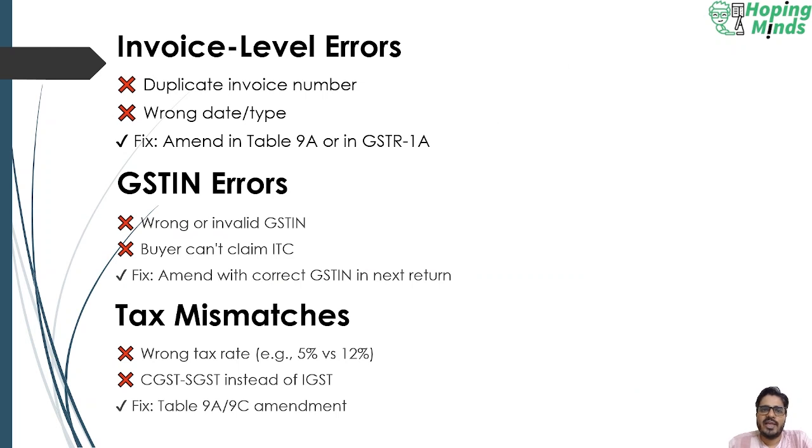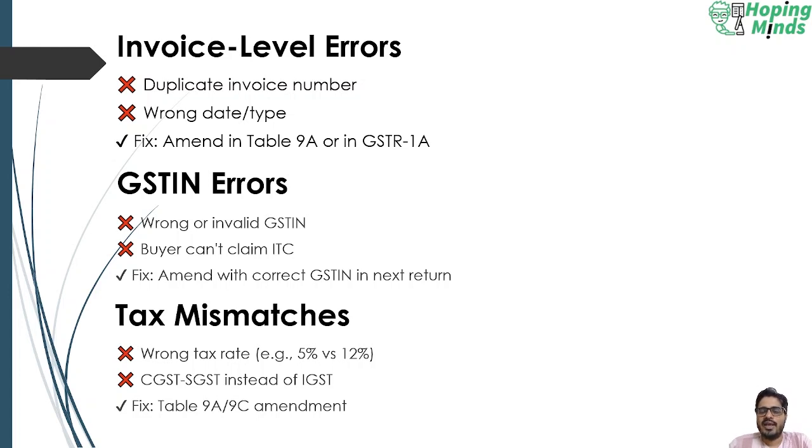So let us have a quick recap of the kind of errors and how they can be rectified in the GSTR-1 return. So invoice level errors, duplicate invoice numbers or wrong data type. It can be amended in the table 9A or in GSTR-1A.